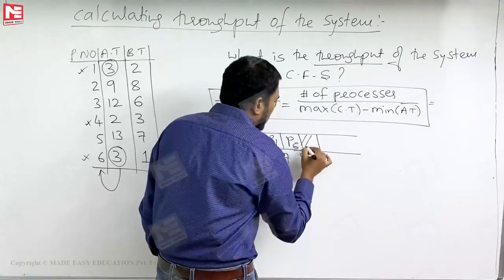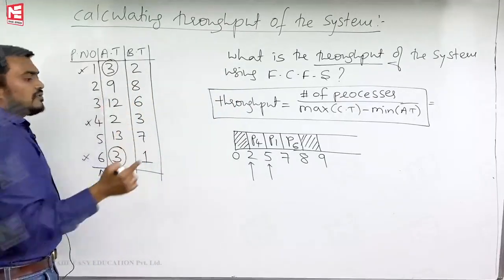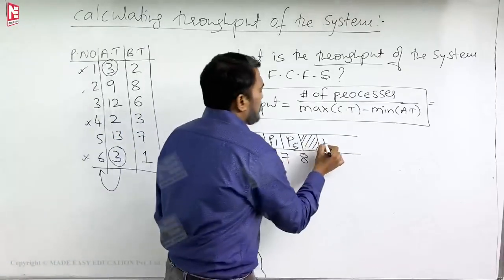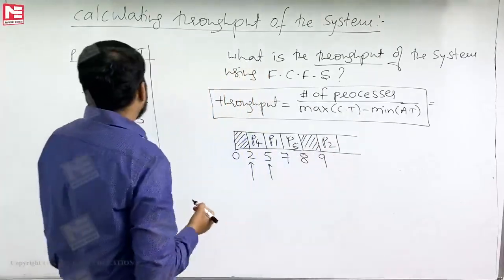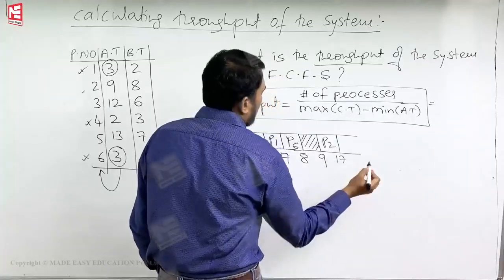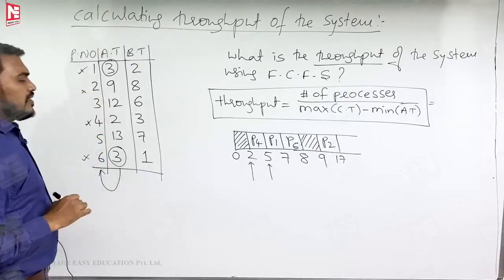From 8 to 9 the CPU will be idle because the next process is coming at the time 9. So from 8 to 9 the CPU will be idle. So at the time 9, now P2 is available. So no confusion. Take P2 next. Now P2 requires 8. So that is how much? 9 plus 8, that is 17. Okay, correct. So now P2 completed.